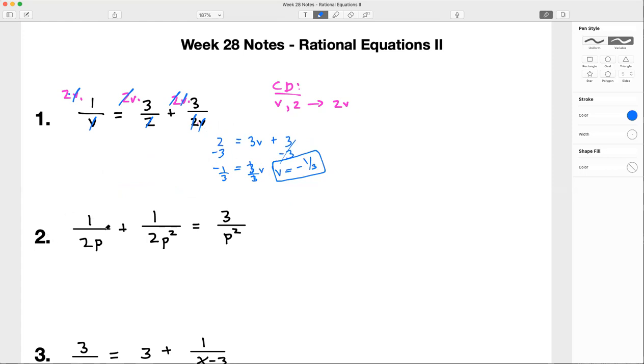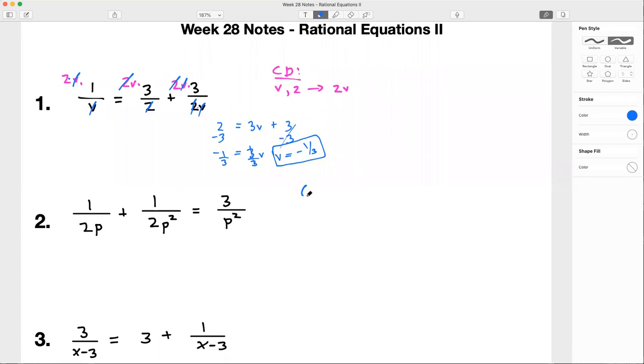Number 2, let's find our common denominator, all of our different factors. So I see a 2, I see a P, and then I also see a P squared, but really, whenever I see the same variable, I just take the one with the highest power. So really, it's a 2P squared is what I see there. So I'm going to use that as my common denominator, multiply it on top of each value of each term.